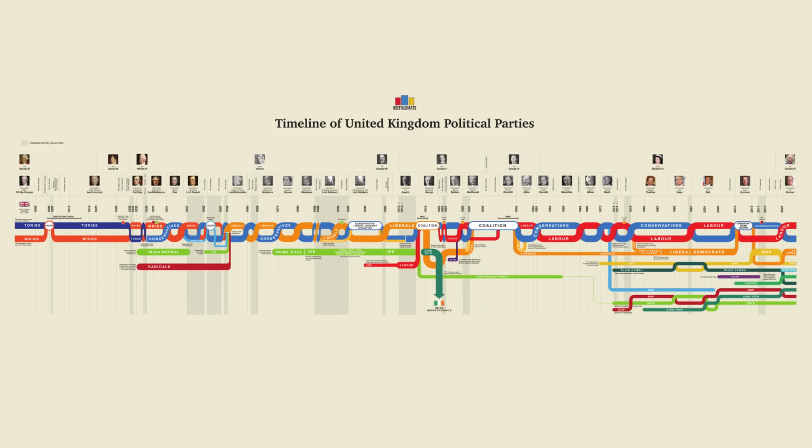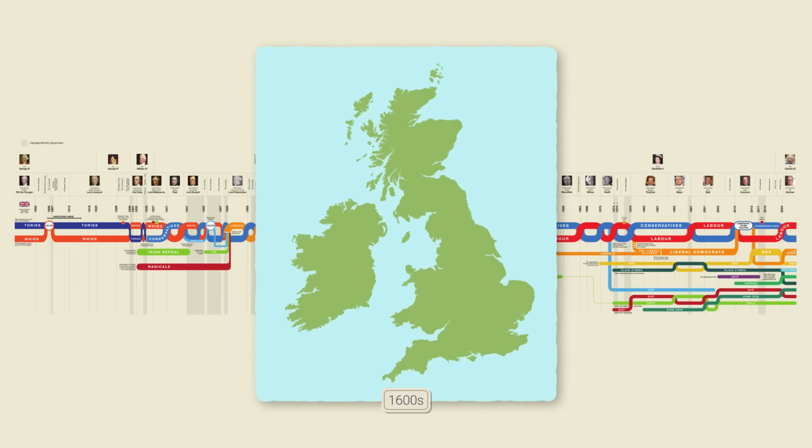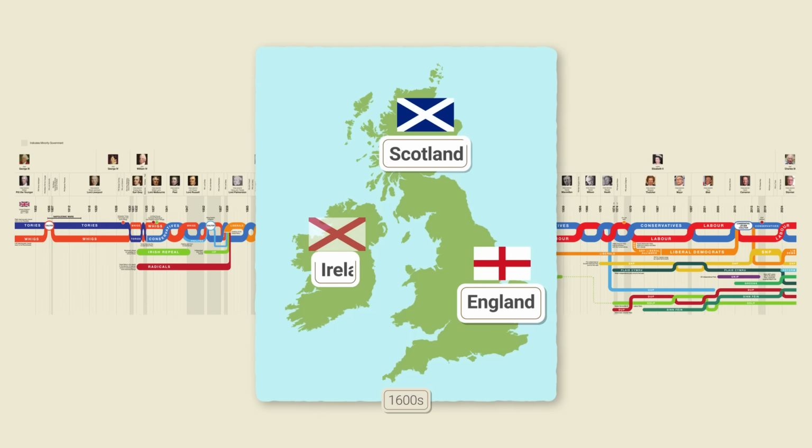Okay, before we look at the chart, let me back up a bit and set the stage for you. During the 1600s, the area now known as the UK existed as three separate kingdoms: England, Scotland, and Ireland, even though all three shared the same monarch.